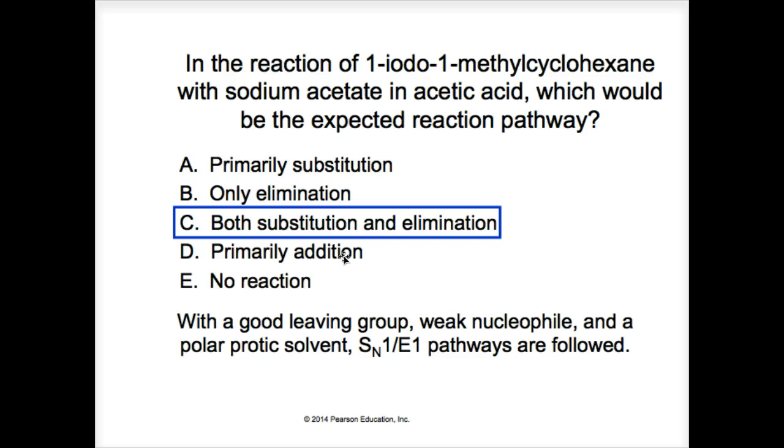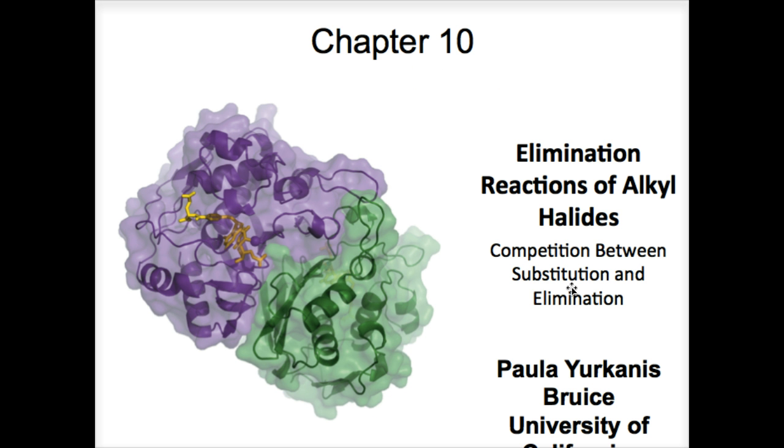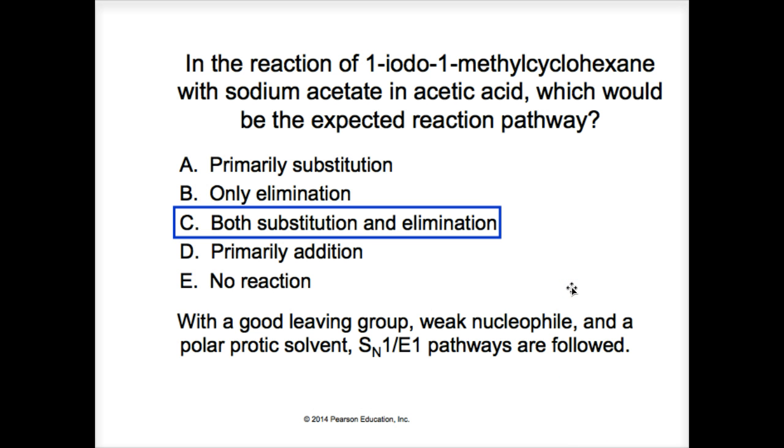However, the acetate is a weak nucleophile, so right away we would propose SN1/E1. We have a tertiary alkyl halide, which we know can do substitution or elimination. So of all these answers, substitution and elimination both is the best answer. That concludes our discussion of problems for Chapter 10.